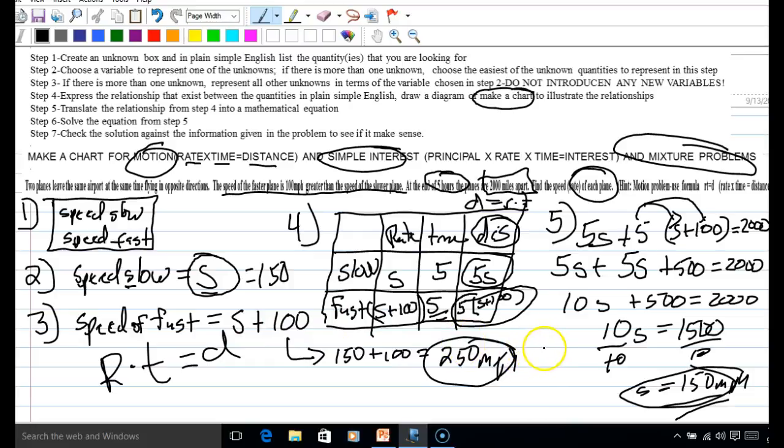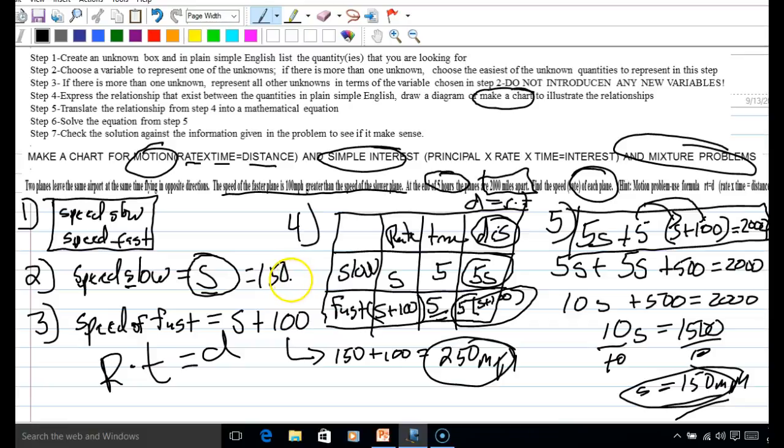Now, how do I check this to see if it makes sense? You're not going to check the solution in the equation here, because if you derive the wrong equation but you solve the wrong equation correctly, plugging the value for s back into here will give you something where the left side is equal to the right side, but it might not make sense. So how do I check it?